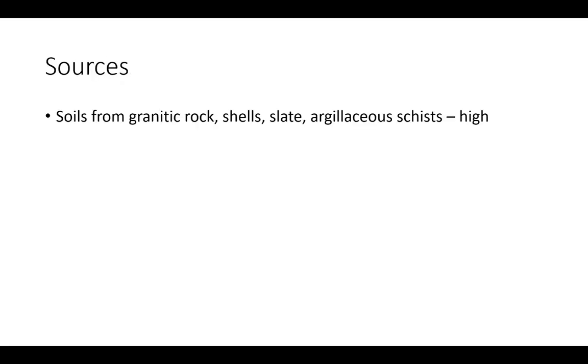Sources. Molybdenum comes from granitic rock, from shells, from slate, from argillaceous schists, which are a sedimentary rock. You can get it out of weathered acidic rock. Again, these will have a low concentration of molybdenum.